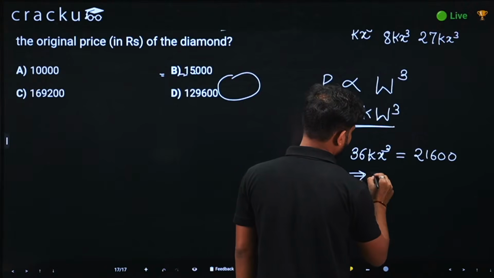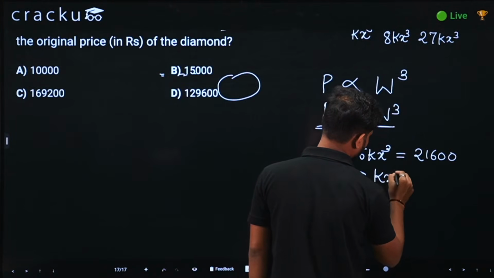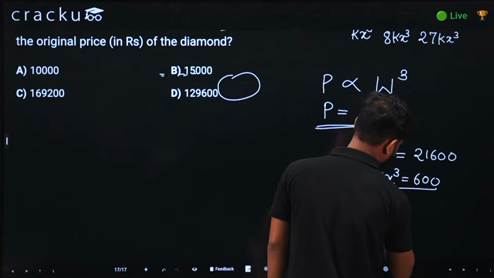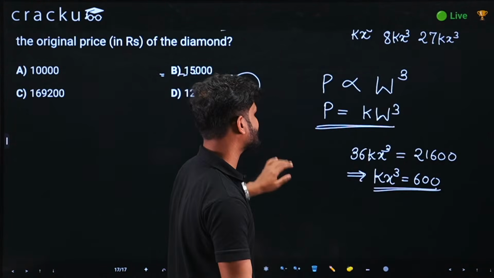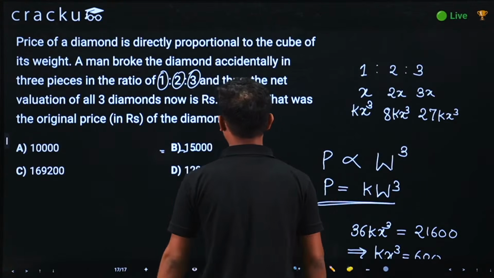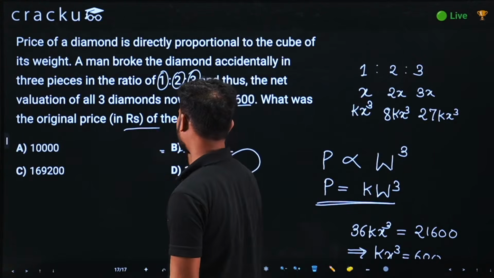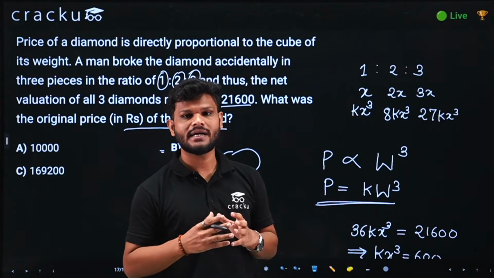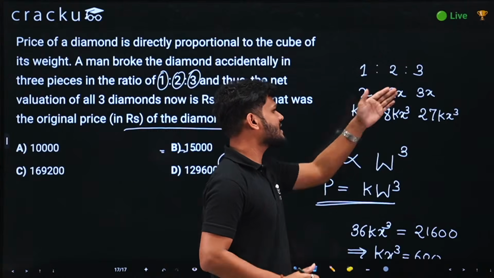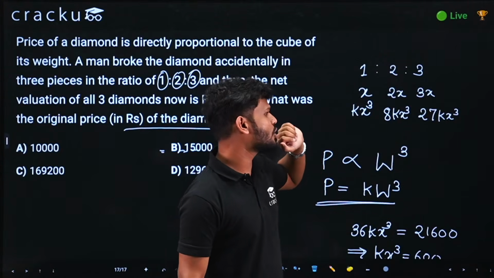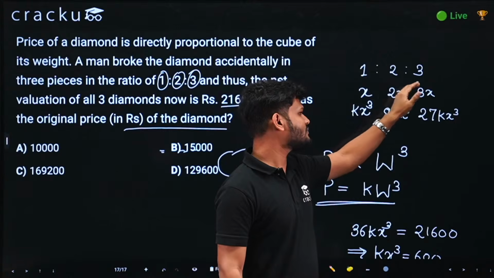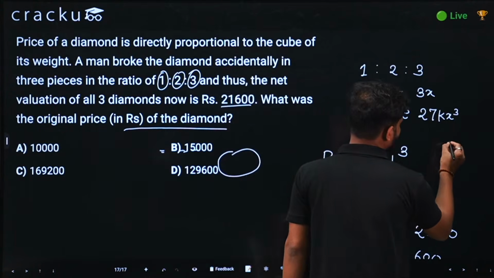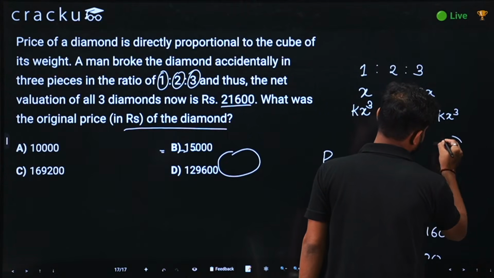From here you get kx cube as 600, right? What you need to calculate? You need to calculate the original price of diamond. So if you need to calculate the original price, you need to calculate the original weight. If it is broken into these three pieces, what will be the original weight? Original weight will be sum of these three pieces, 3 plus 2 plus 1. So the original weight is 6x.